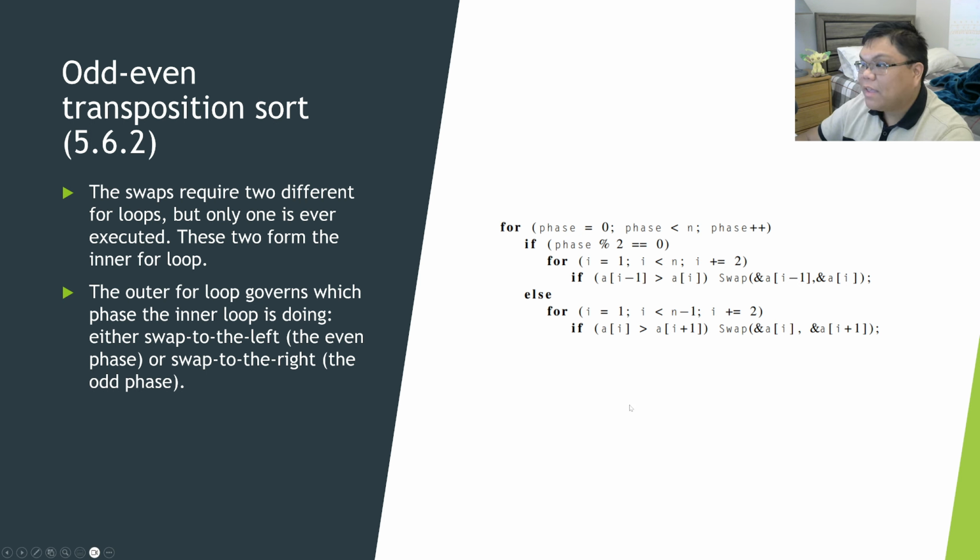The outer for loop is doing this phasing thing. So, phase is a number that's being incremented every for loop. If it's even, it's going to do the even phase where we do the swap to the left. If it's odd, it's going to do the swap to the right. Cha-cha real smooth.